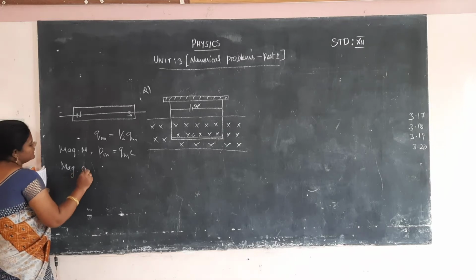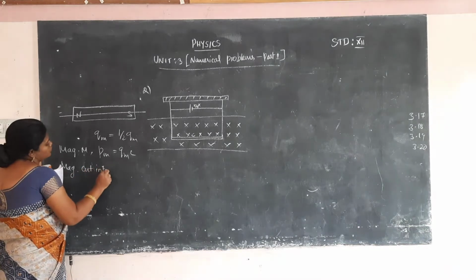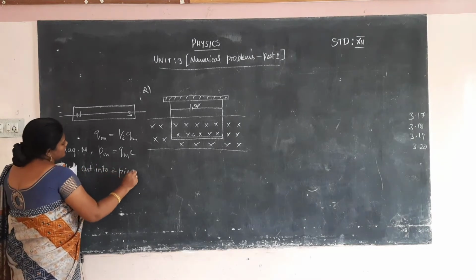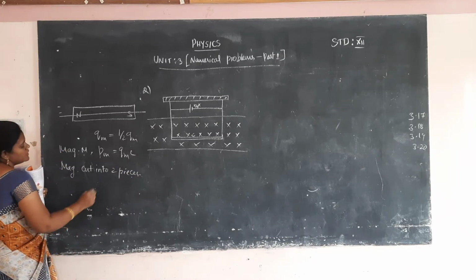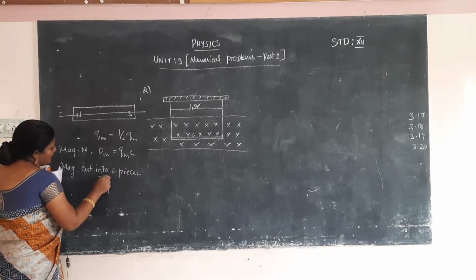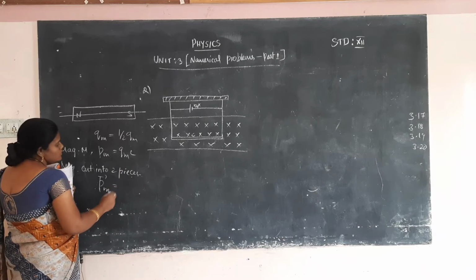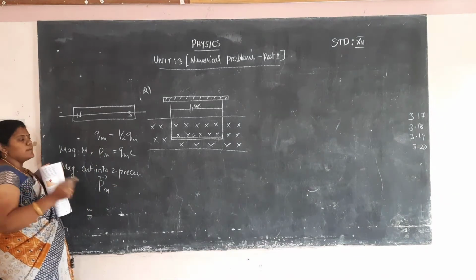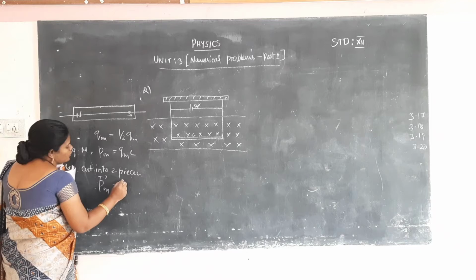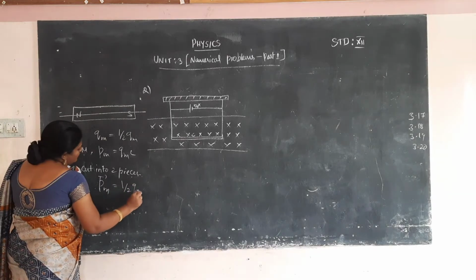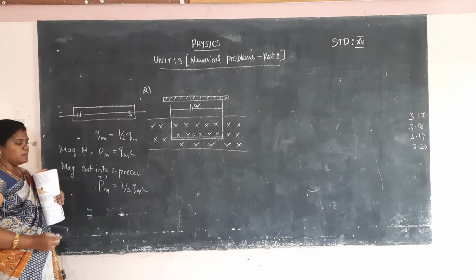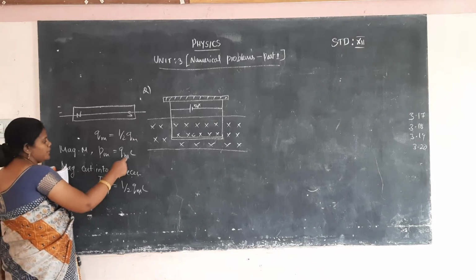The magnet is cut into 2 pieces. That is the magnetic moment. New magnetic moment Pm, after cutting into 2 pieces, the pole strength will be reduced to half. So automatically, half into Qm into L. So the magnetic moment will be changed to half into Qm into L.